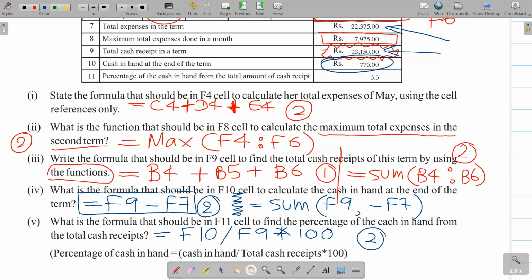Yes, how about the other two? Rison, Utkarsha? Done, sir. Done, sir. Yeah, how about your marks for the Excel?